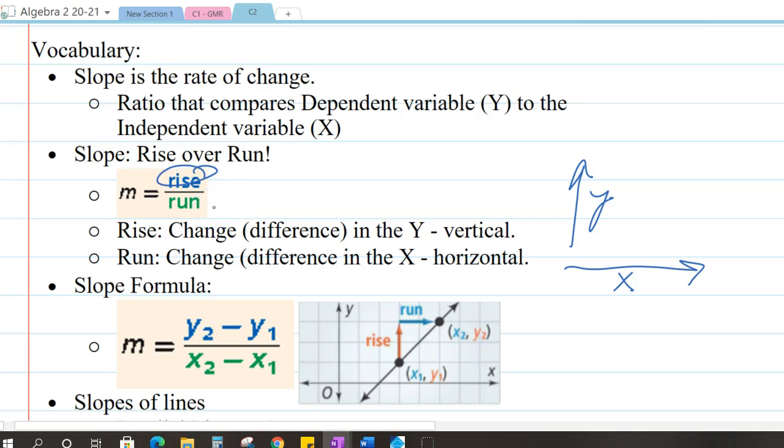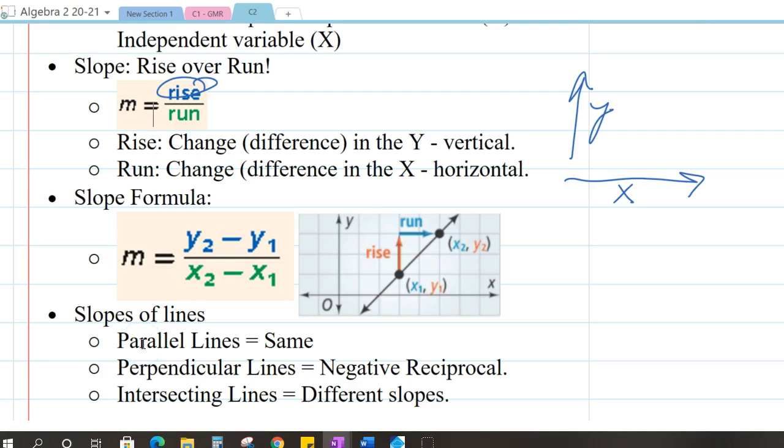The formula for that is simply a change. Well, change means difference or subtraction. So you subtract the two y's, and you divide that by subtracting the two x's. So remember, your rise are your y's, and the difference means subtract.